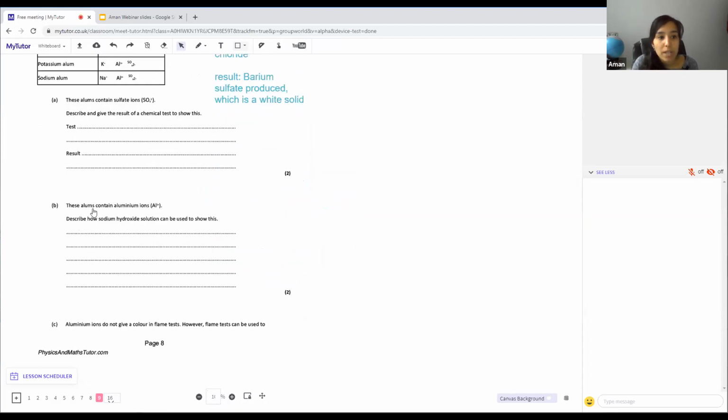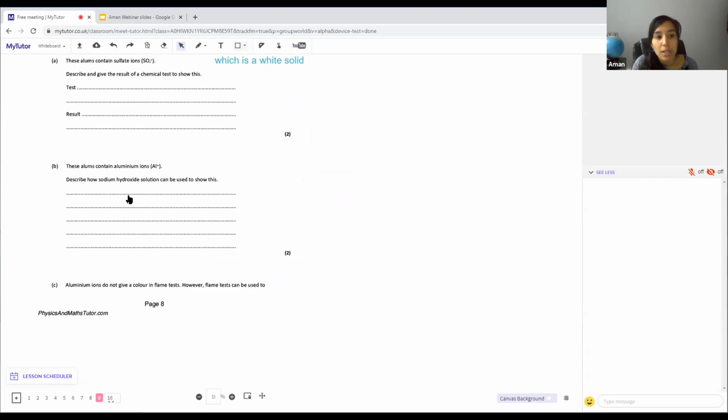Okay, how do we test for aluminium ions using sodium hydroxide? Does anyone remember? How do we test for aluminium ions using sodium hydroxide? So you'll remember it was AQA that wants you to know about aluminium, as does Edexcel. OCR want you to know about zinc. They don't want you to know about aluminium. So OCR zinc, AQA and Edexcel aluminium. So does anyone remember how do we test for aluminium using sodium hydroxide?